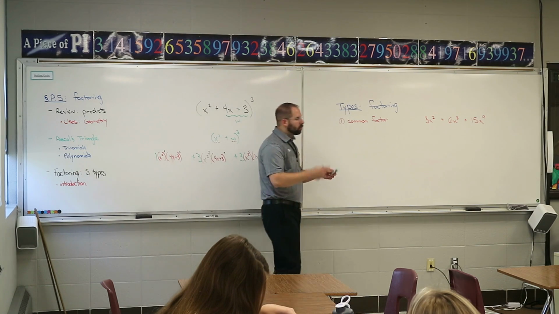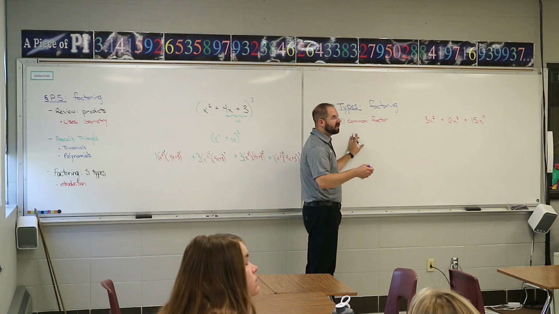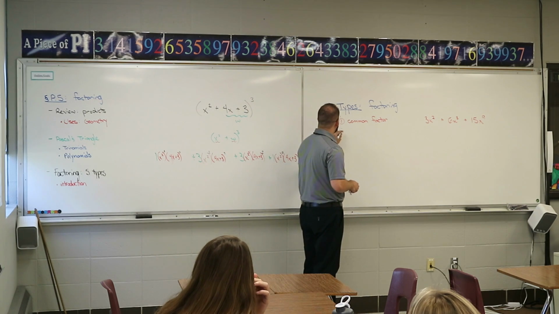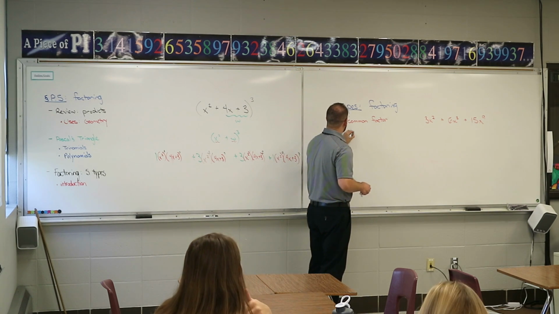So that one's a common factor. We'll talk about that. This is the one I always check first. It makes things a lot smaller when you pull out that common factor. Second type is just called the trinomial rule.